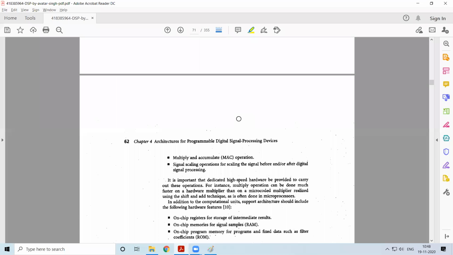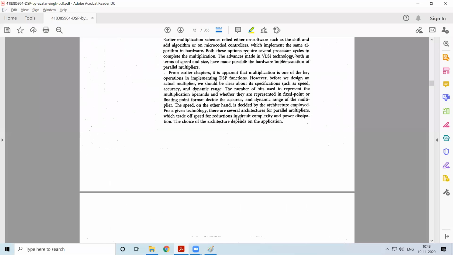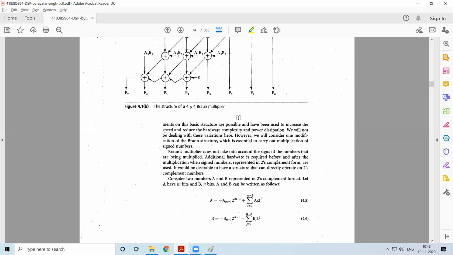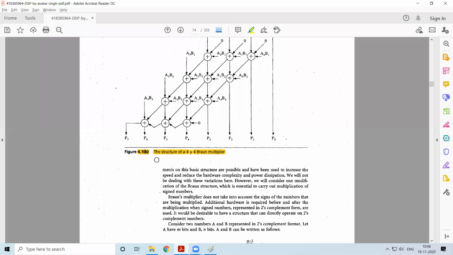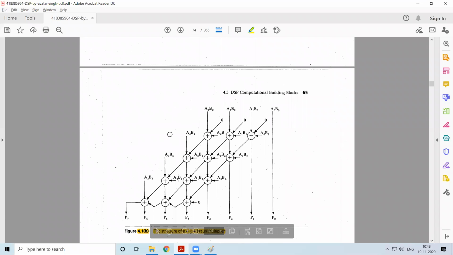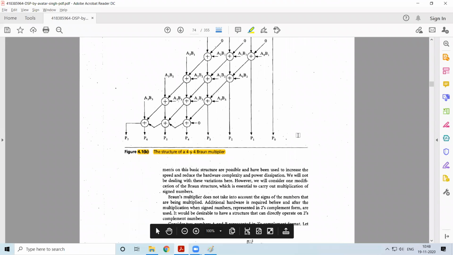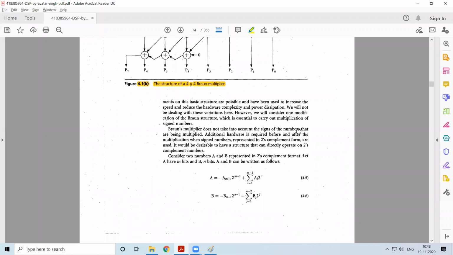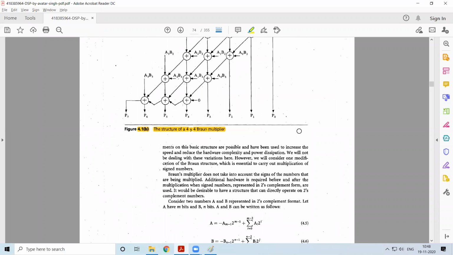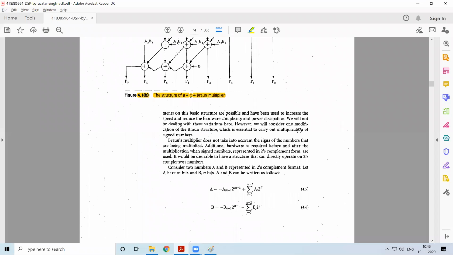So it all started from this point. That is the first point, the Braun multiplier. This is a specialized hardware architecture which helps us achieve the multiplication operation at a much faster rate as compared to the shift and add method which is utilized in your microcontrollers.